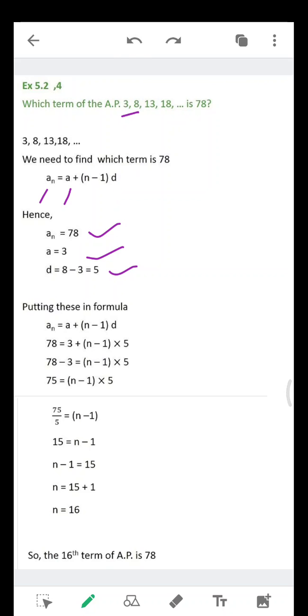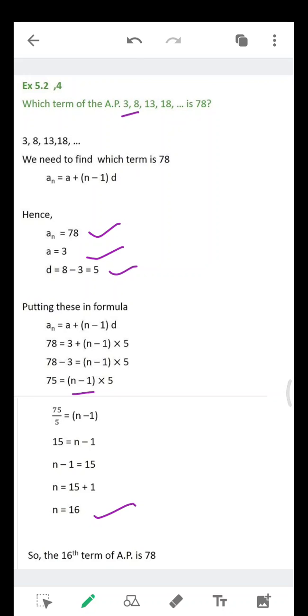So we'll substitute all the values in the formula. a_n is 78, a is 3, plus (n − 1) into d, which is 5. So I have substituted all the values except n, because we don't know n, which is the term number of 78. 78 minus 3 gives you 75, equal to (n − 1) into 5. Then n − 1 will be equal to 75 by 5, that is 15. So n − 1 is equal to 15, n will be equal to 16.